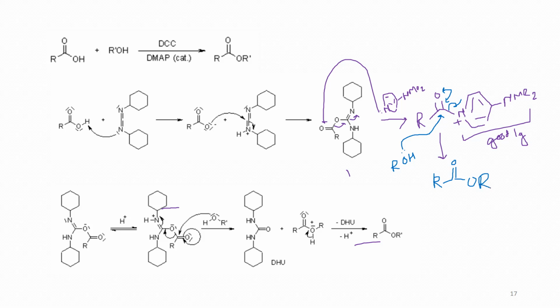Okay, I think it's clear. So here the DMAP is acting as a catalyst. Which type of catalyst? The DMAP is acting as a nucleophilic catalyst. This is acting as a nucleophile and enhancing the leaving group property of the substrate. So this is a nucleophilic catalyst. Okay, I think it's clear.